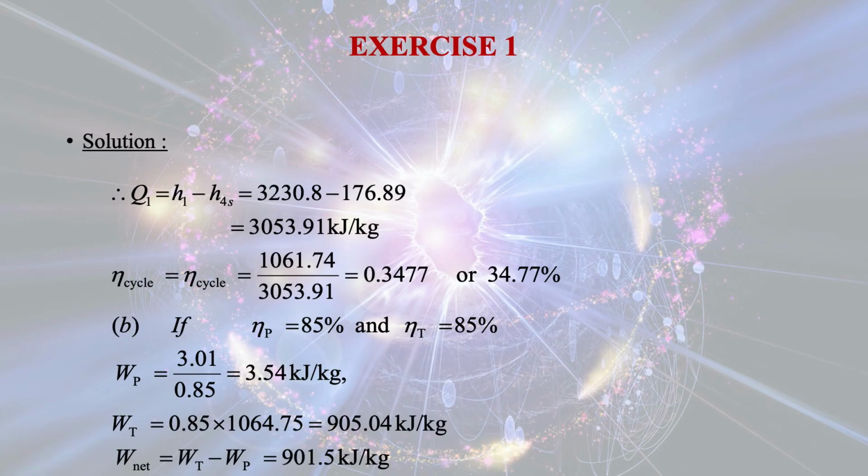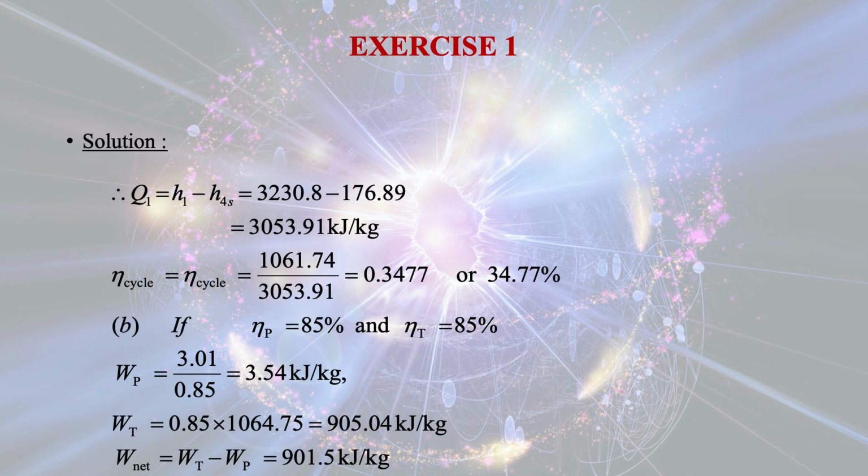Now Q1 is equal to H1 minus H4S. So you know H1, you know H4S, so there is no problem for you to calculate Q1, that comes out to be 3053.91 kilojoule per kg, and eta cycle is equal to output by input, so eta cycle is equal to 1061.74 whole divided by 3053.91, that comes out to be 0.3477 or 34.77%.